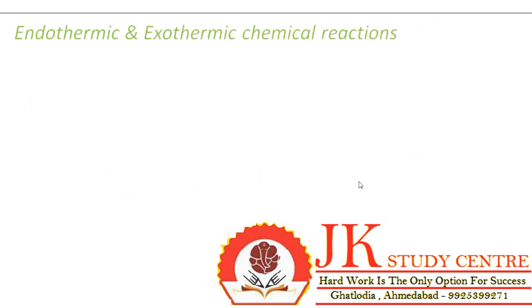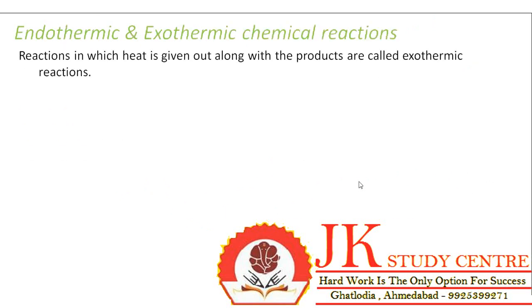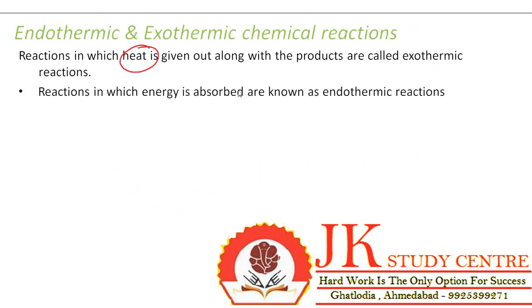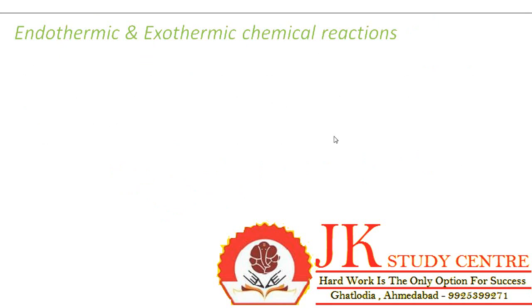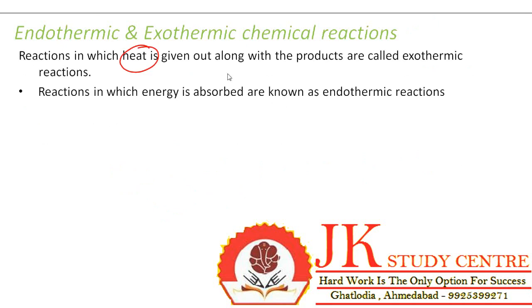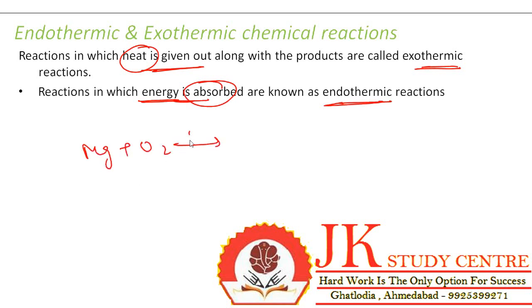Now we'll talk about exothermic and endothermic reactions. It all depends on the heat. If heat is given out, it is exothermic. If heat is absorbed, energy is absorbed, it is an endothermic reaction. For example, we have magnesium and oxygen, and you heat it, so you get magnesium oxide. In this case, heat was required, so it is an endothermic reaction.